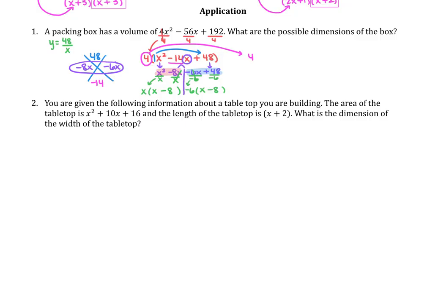I notice that these two binomials are the same, so remember that's my first binomial. And then I take my leftovers of x minus 6, and that makes my second binomial. Now the question said, what are the possible dimensions of the box? So basically what we say is that 4 is like my length, x minus 8 is like my width, and x minus 6 is like my height.